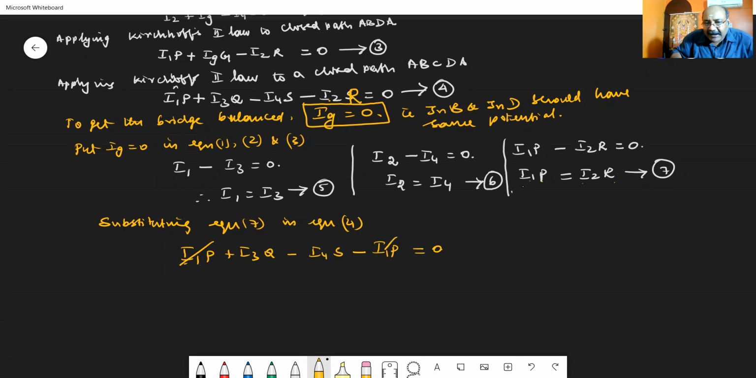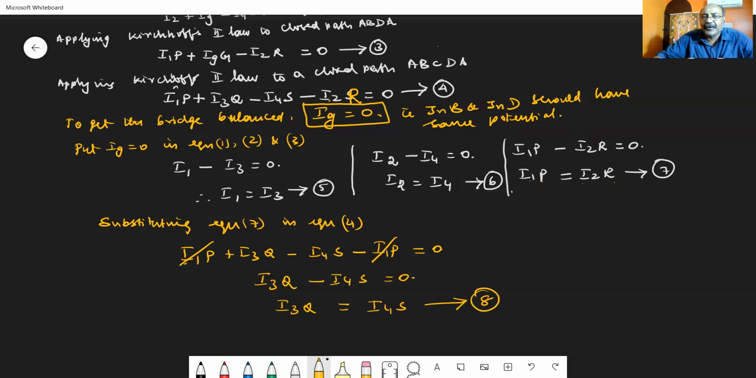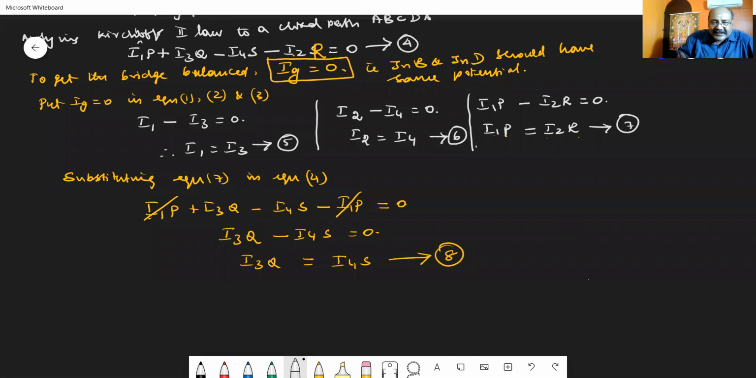So here I am writing it as I1P equal to 0. So plus I1P and minus I1P will get cancelled. So I am getting the equation as I3Q minus I4S is equal to 0. Or I can write I3Q is equal to I4S. Take this as equation number 8. Hope you understand. Divide equation 8 by equation 7. On the left hand side of equation 8, I am having I3Q, by the left hand side of equation 7, I1P, is equal to, on the right hand side, I4S.